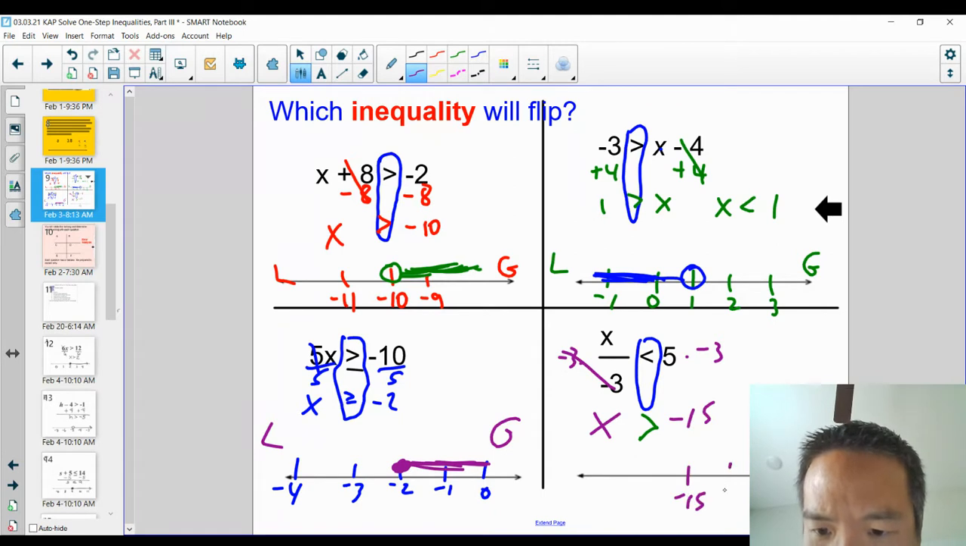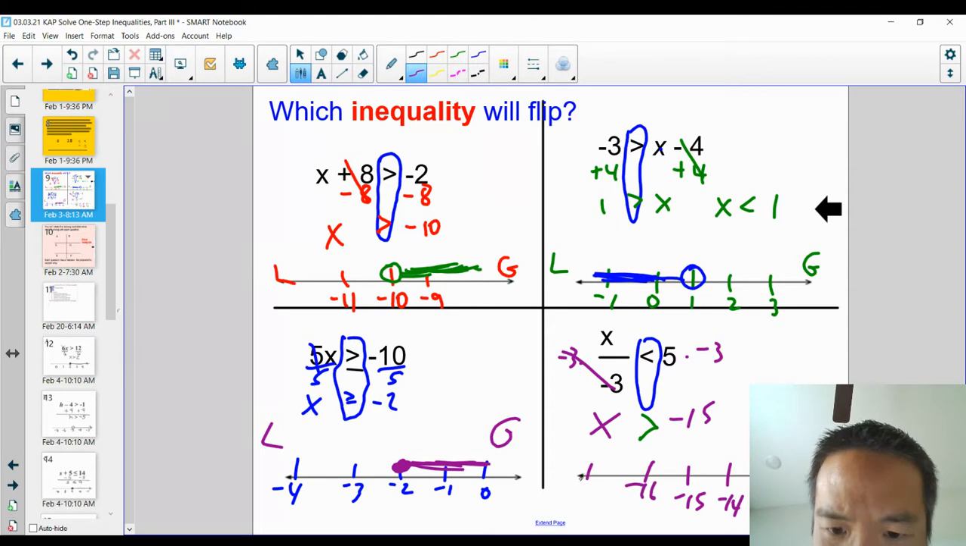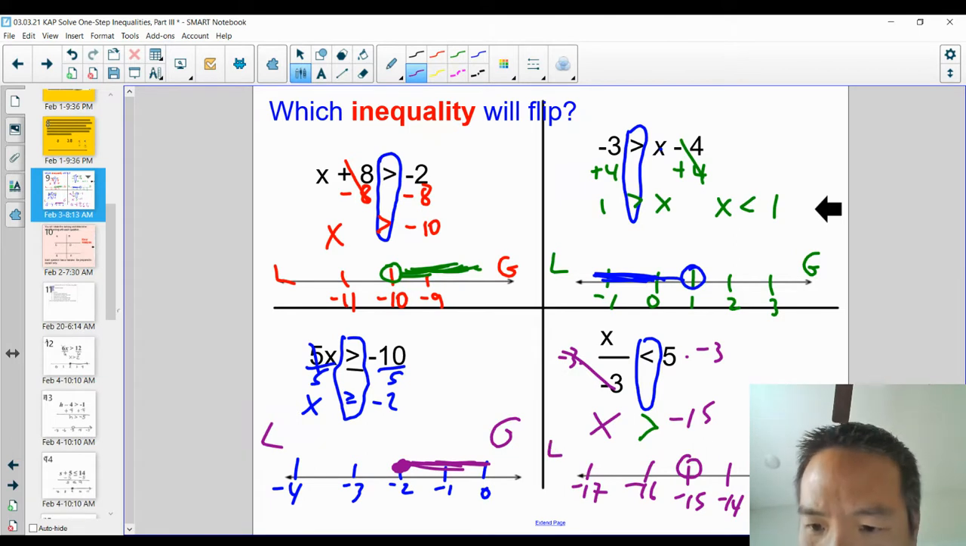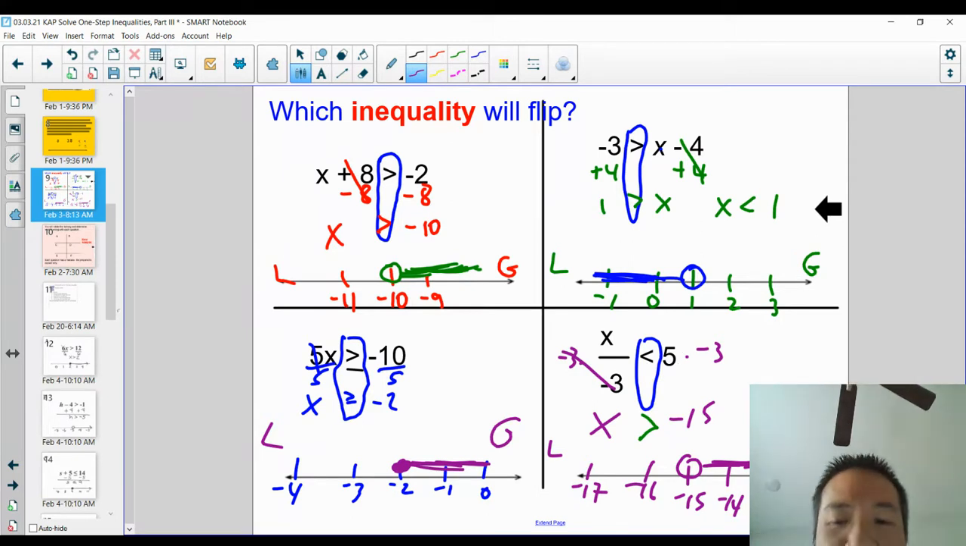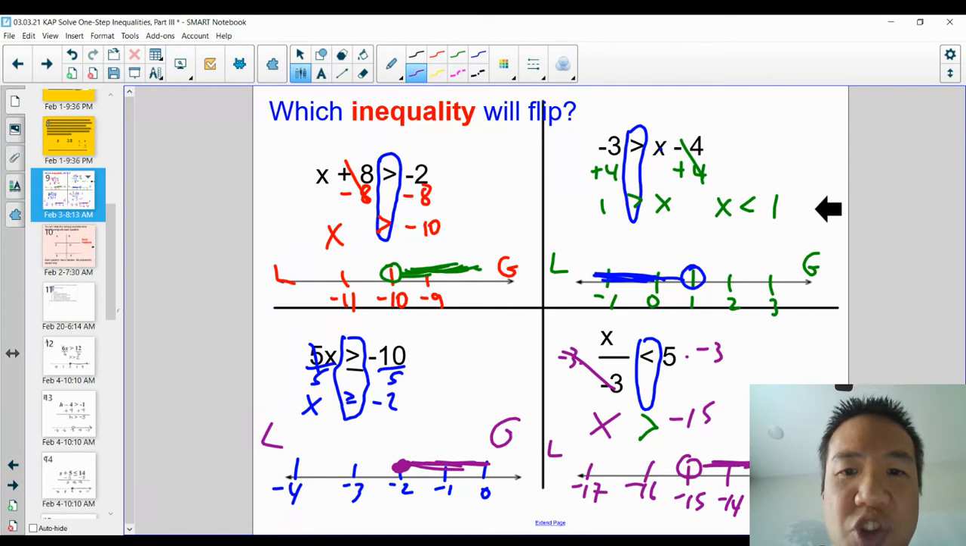So negative 15, negative 14, negative 13, negative 16, negative 17. So this is an open dot. X is greater than, so the number line goes from least to greatest, so it goes to the side. You can do a test point of like negative 9. Negative 9 divided by negative 3 is 3. 3 is less than 5, and it works. So that's why we use test points to check our work.